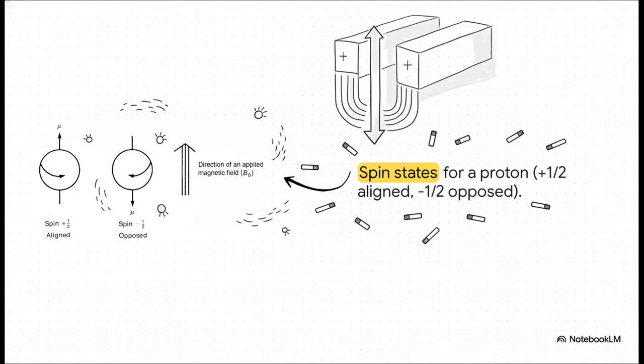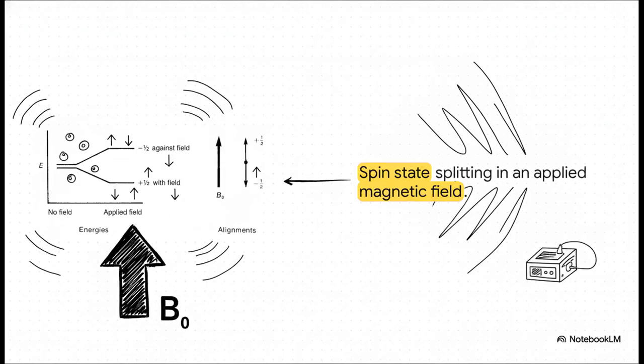So just to quickly set the stage, remember that many atomic nuclei behave literally like tiny spinning bar magnets. A hydrogen nucleus, a proton, has a spin quantum number of 1/2. Since it's a moving charge, it creates its own little magnetic field. When you put it in an applied magnetic field, it's forced to pick a lane. It can either adopt a +1/2 state that aligns with that external field, or a -1/2 state that totally opposes it.